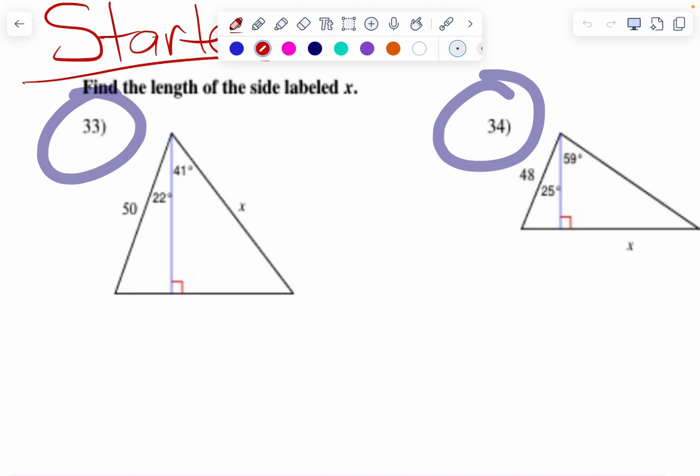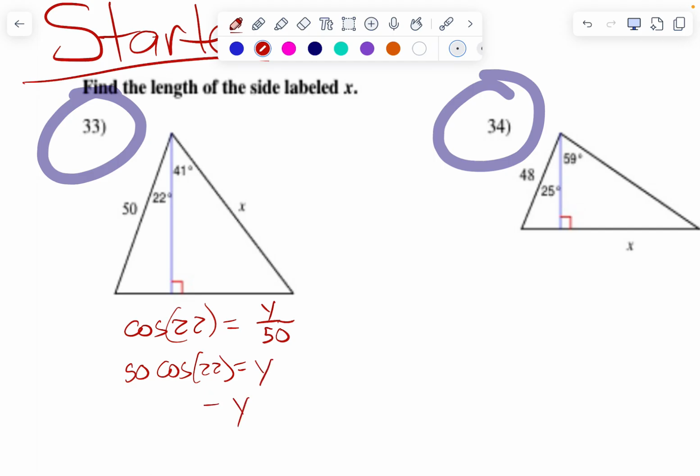I don't know if it's right, but I did the cosine of 22 and I found the up and down one, and I used that as y. Okay, so you said y over 50? Yeah. Is that something that we can do? Yeah, that's the best strategy. So 50 cosine 22, what'd you get for that?